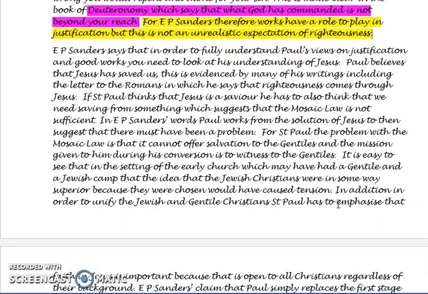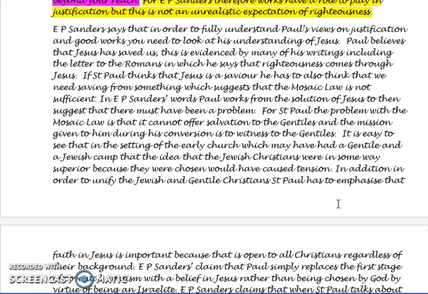Next paragraph, E P Sanders says that when we want to understand Paul's views on justification, we need to look at how he views Jesus, because E P Sanders says that Paul kind of goes backwards. So he starts with the idea that Jesus is the solution, but if Jesus is the solution, there has to be a problem. So there has to be a problem with the Mosaic law if you're going to think that Jesus is the solution.